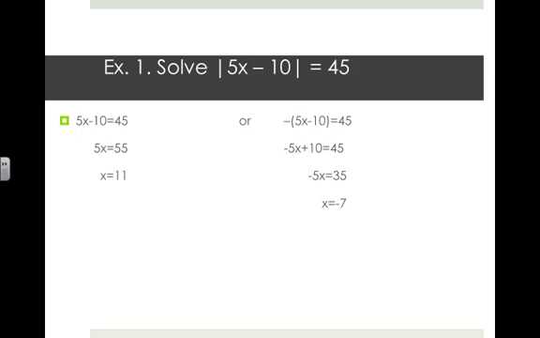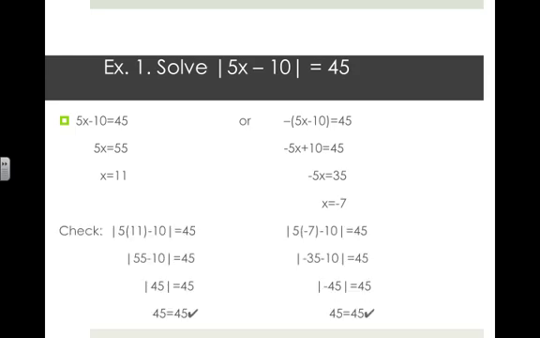Now you always want to check, because it could be the case that both values work and you get true statements. It could be that neither value works and you have no solution. It could be that one works and the other one doesn't, and so you just have one solution. So you've got to check them. So when we check, we just plug in our values for x and simplify.